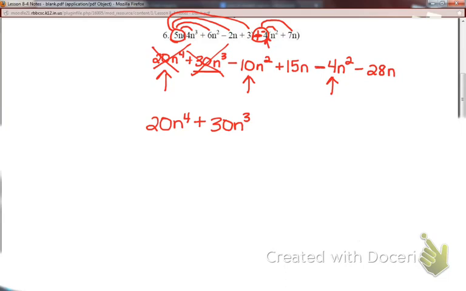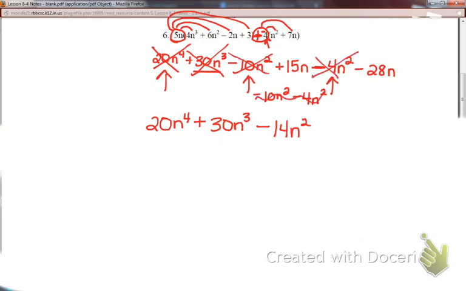And there's a minus in front of the 4n squared. So I'm going to think of that as -10n squared minus 4n squared. And that's -14n squared. So I combined those. I'm done with that.